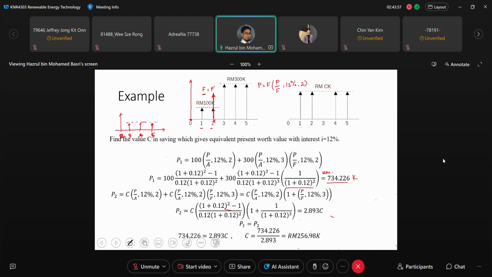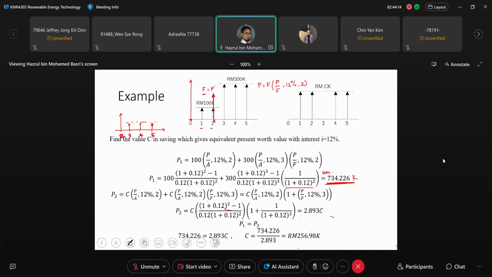Okay, that's it for project number 1. For project number 1, we calculate everything. You get the present value of 734,226 ringgit. That is the present value for project number 1.